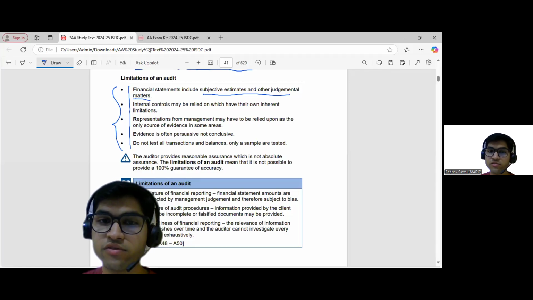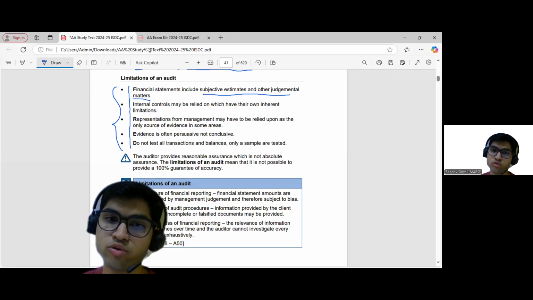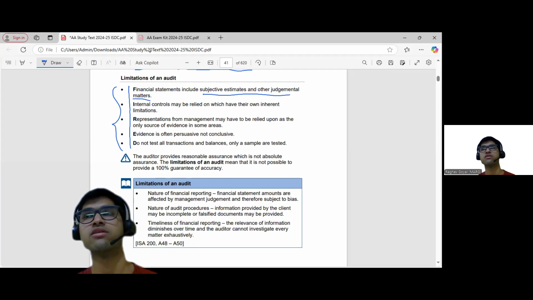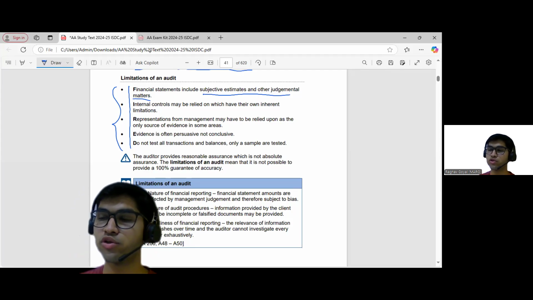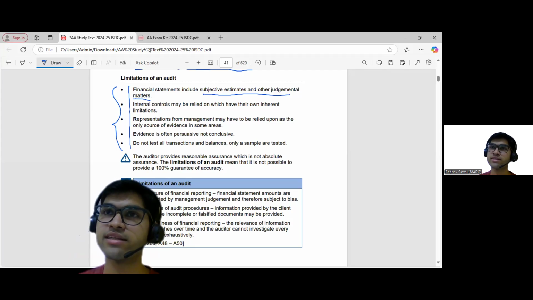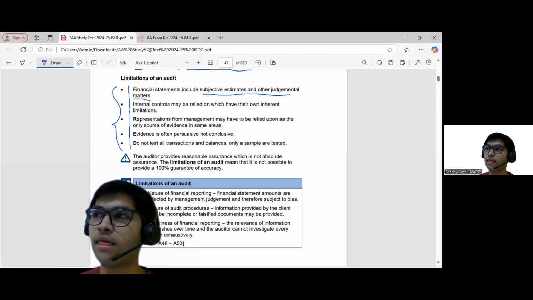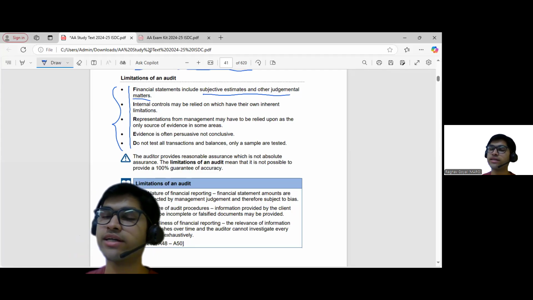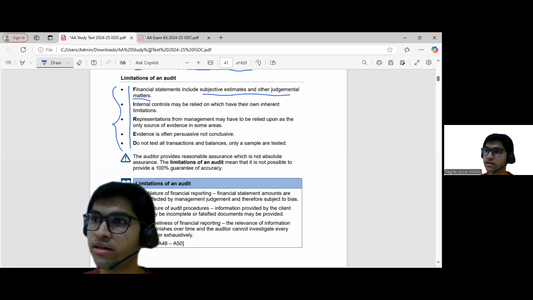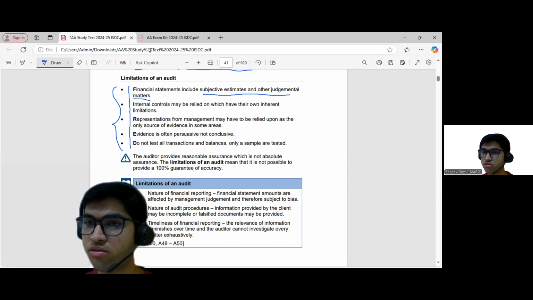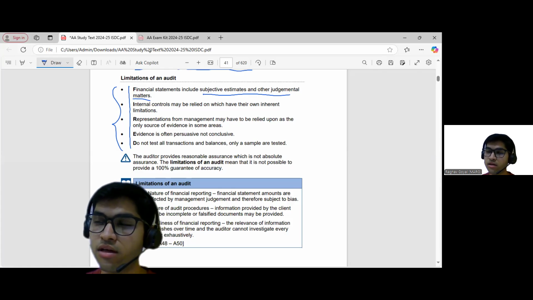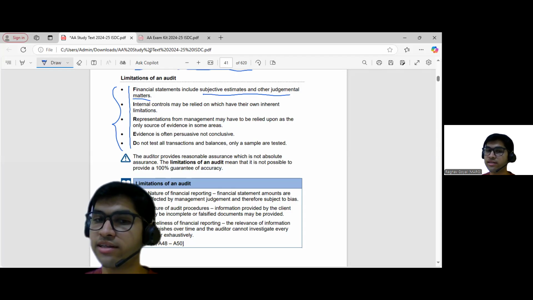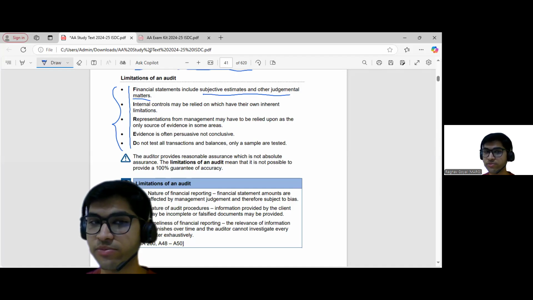Then we have representations from management, which may have to be relied upon as the only source of evidence in some areas. In audit, we believe that externally generated information is more useful and reliable. So for example, let's say I am auditing Reliance, and I approach SBI for the bank balance of Reliance in their bank. The statement that I get from SBI, I can place more reliance on than the statement that Reliance provides me.